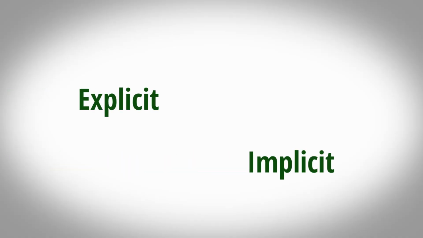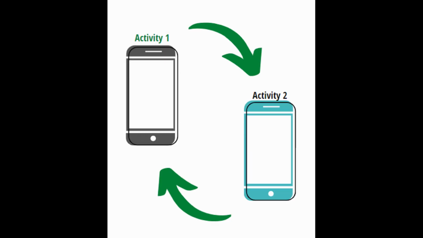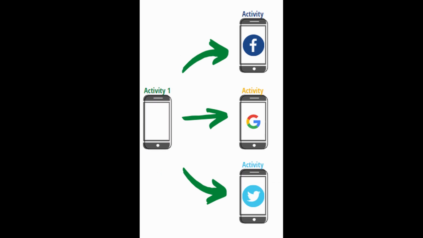There are two types of intents: explicit and implicit intents. Explicit intents communicate between two activities inside the same application. Implicit intents communicate between two activities but on different applications.